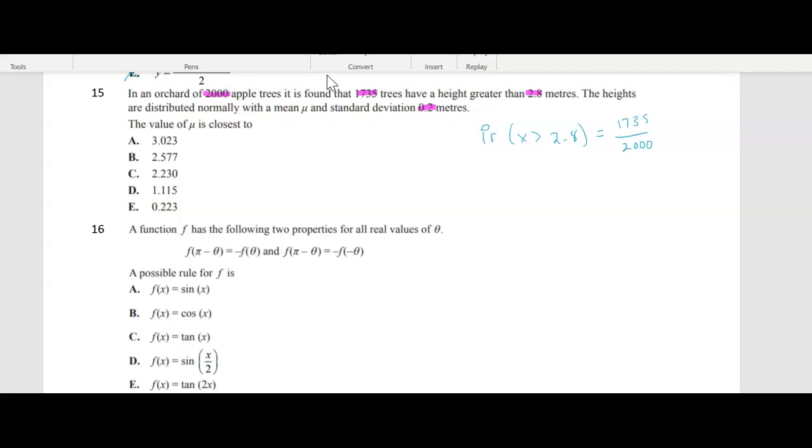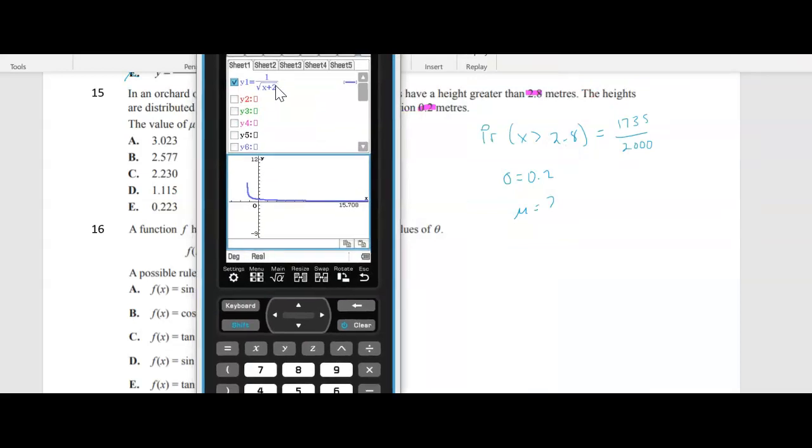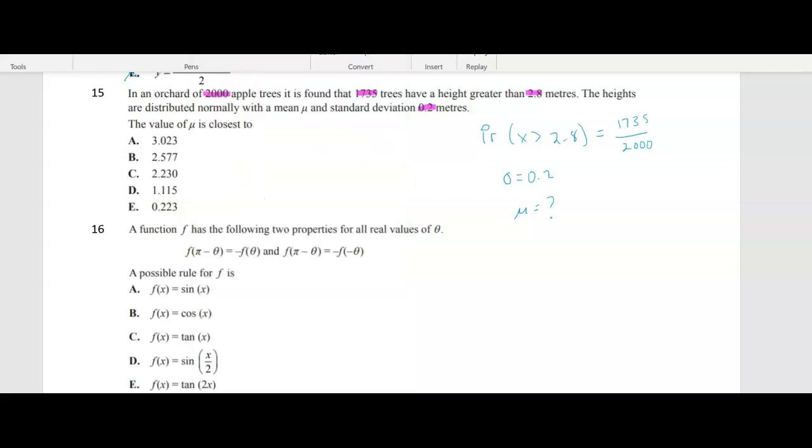All right, so we know that the standard deviation is 0.2 and we want to find the mean. We're going to have to do this on our calculator, but actually, before I do it on the calculator, I just want to draw the normal distribution so you can visually see what is happening here.